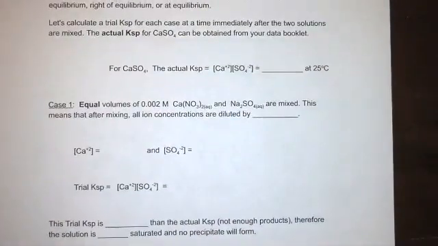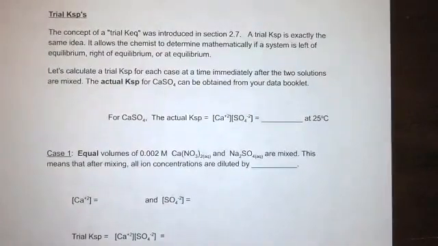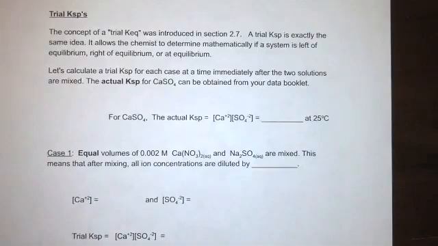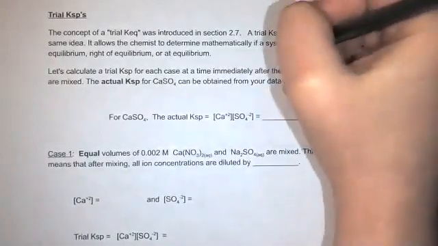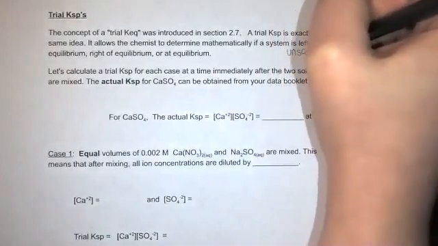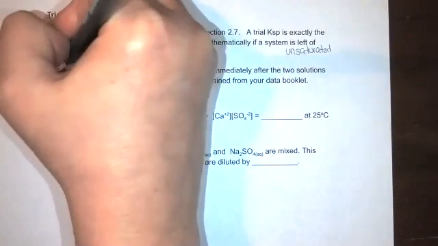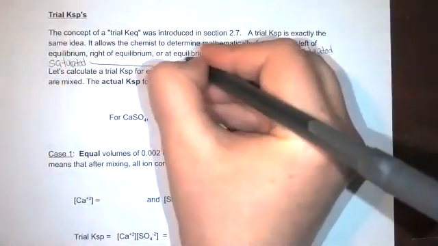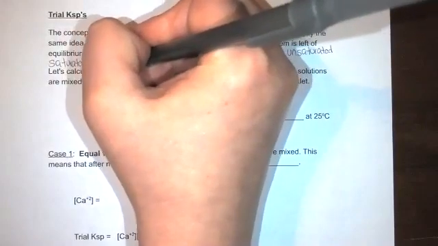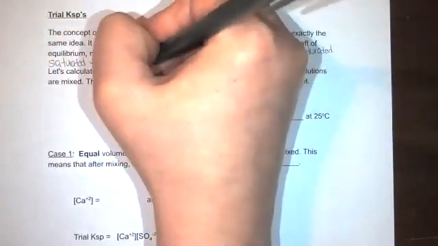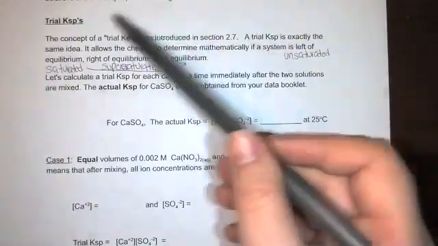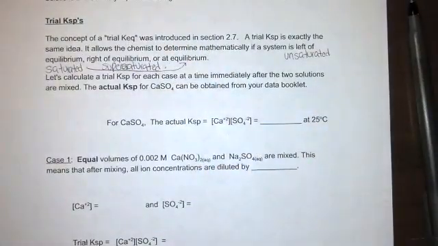So to figure out which way it shifted, whether our system is favoring the left side, meaning it is so far unsaturated, or equilibrium, so it is saturated, or supersaturated on the right, we can use what's called a trial Ksp. So just like we had our trial Keq, meaning whether it's going to shift to the right or the left or be at equilibrium, we can also use our trial Ksp.